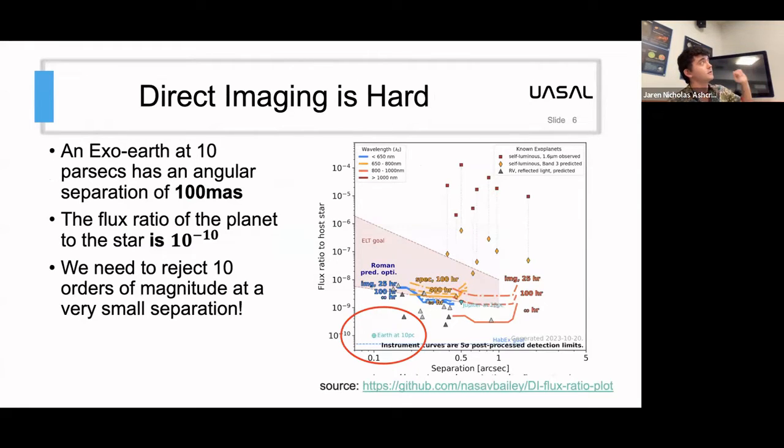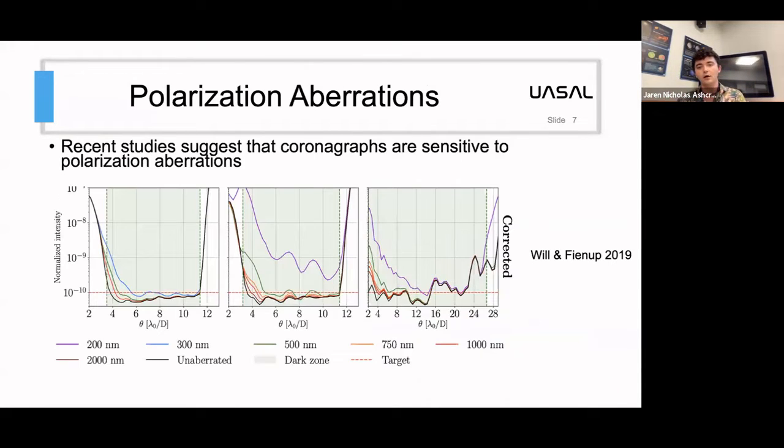So that's incredibly difficult. The lines on this plot show the flux ratios that I believe Roman's coronagraph will be capable of. So we need to make use of these really cool coronagraphs in order to achieve these deep contrasts to find Earth-like analogs. And one key limiter of these effects can be polarization aberrations.